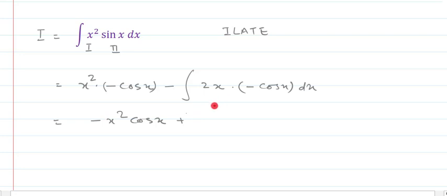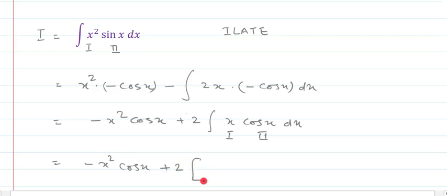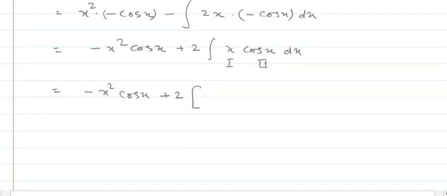You need to be very careful about the signs. Take this 2 as common being constant, and you are left with x cos x dx. Again this is same as just we have done for x sin x. This is first function, this is second function according to Euler rule. Apply again. Minus x square cos x plus 2 into, do not forget to put over here the bracket, because we are going to get two terms, and with these two terms this plus 2 is to be taken.